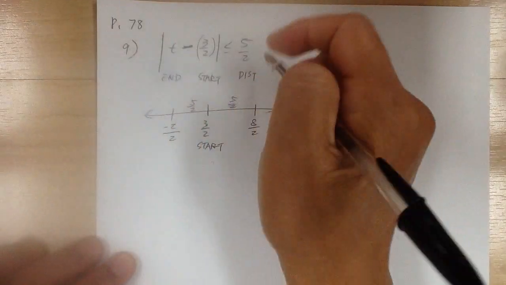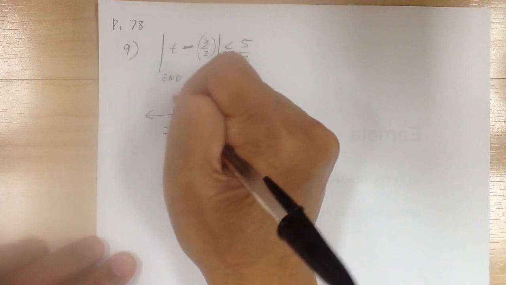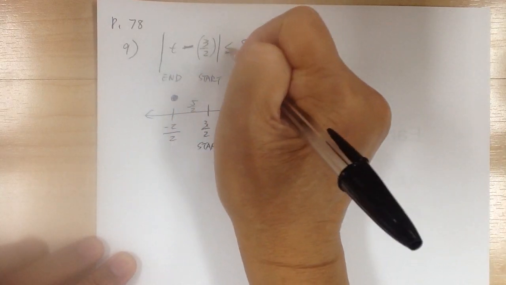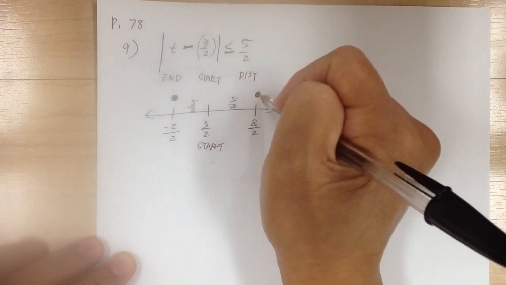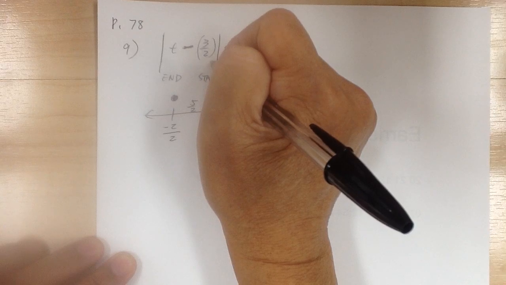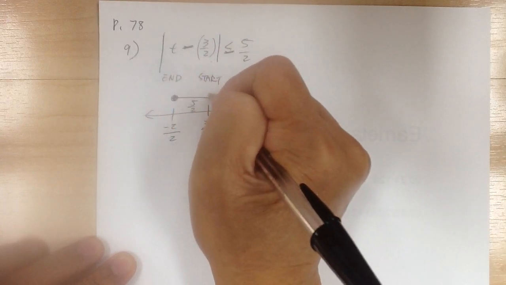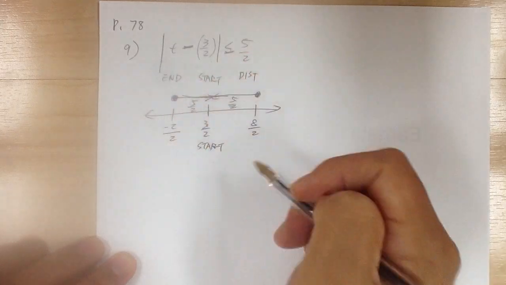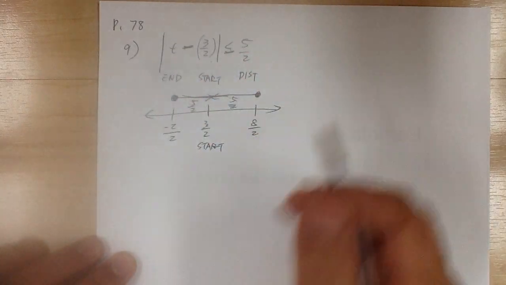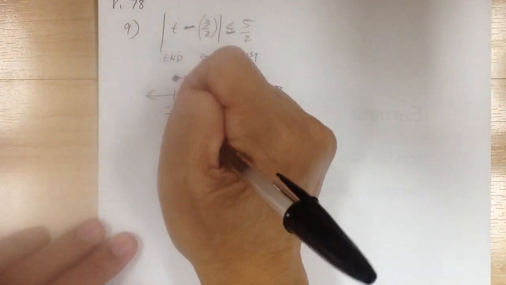So now you're going to get the points. The points are going to be right over here and right over here. Okay, now this is going to give you the closed circle, and it's going to point toward the starting point. So you're going to end up with all this in between. So in this case, then you can write your final answer. So you can simplify now.